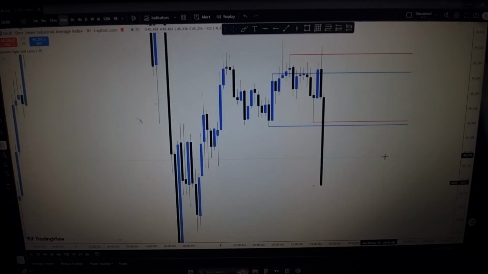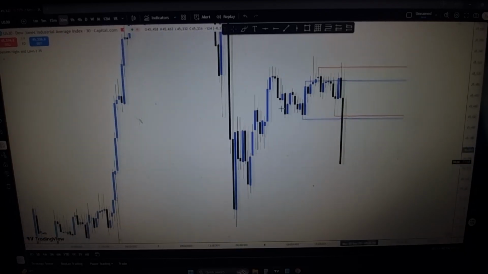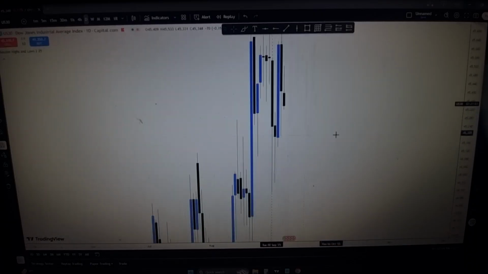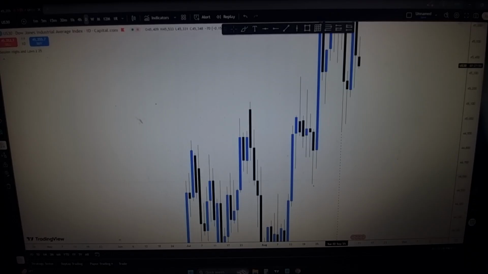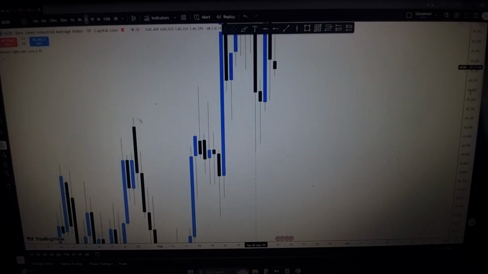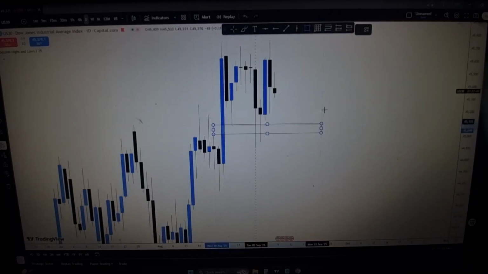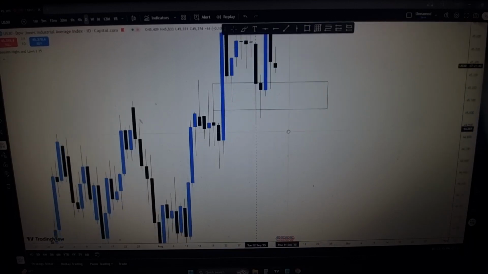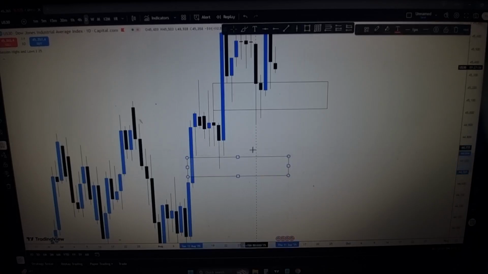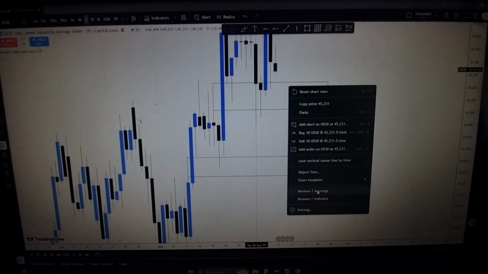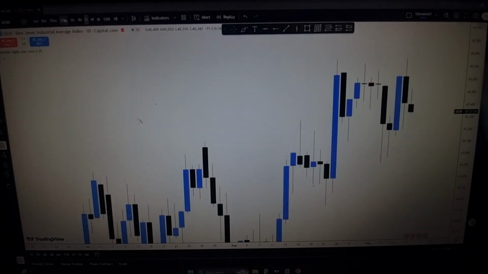Okay, as I said yesterday, we are coming down to fill this fair value gap, as you can see over here. You see, and we also came into this one, so it's crazy. Okay, we are definitely bullish on the day.